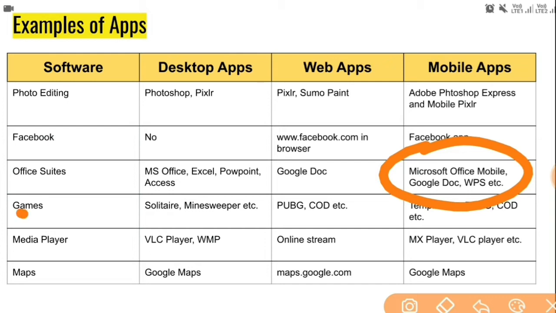Now games are available on desktop, like Solitaire, Minesweeper, and many other games. And web apps means apps which require internet. So there are several apps like PUBG, COD, etc. These are apps that require internet.